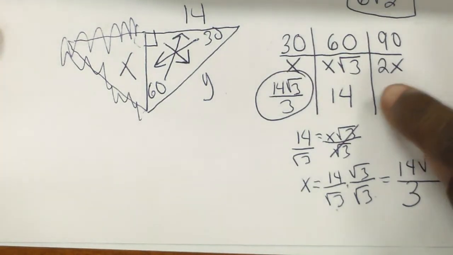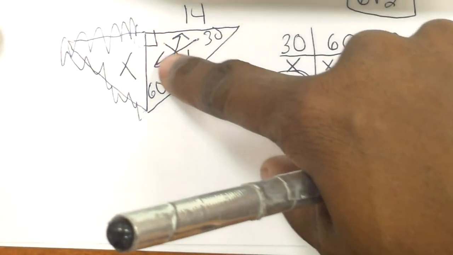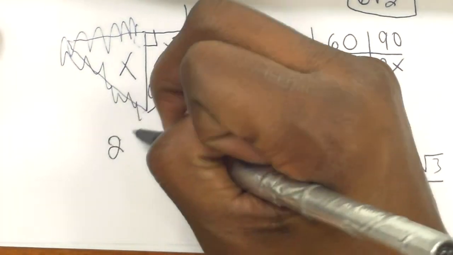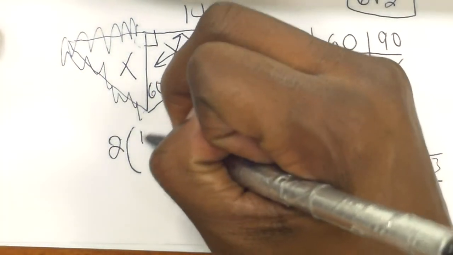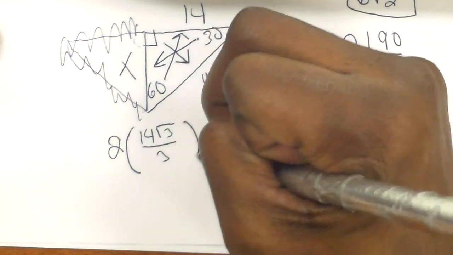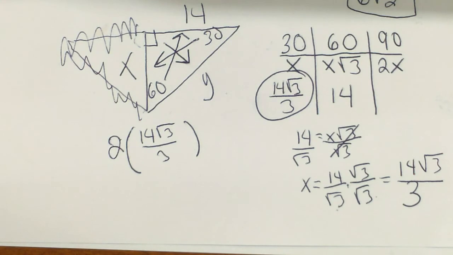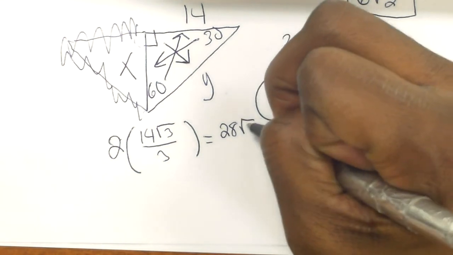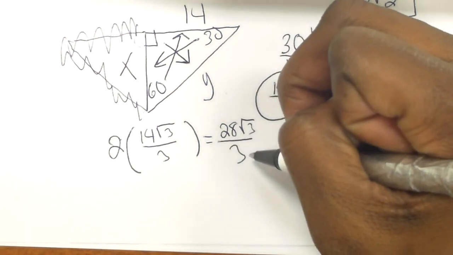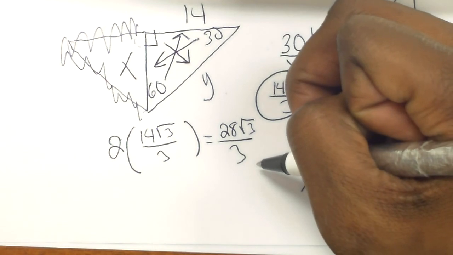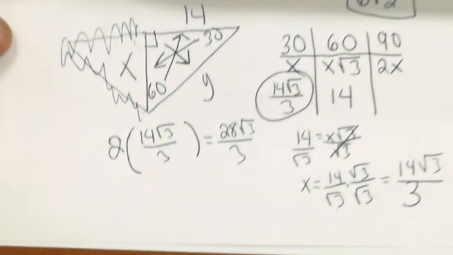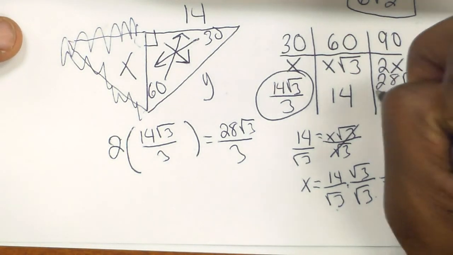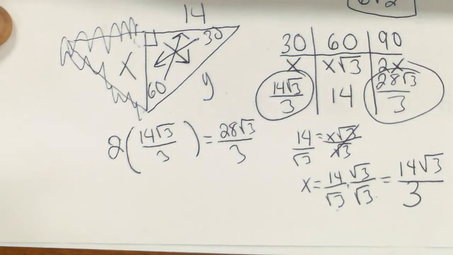Now that we know that, we can also figure out the y. See, y is across from the 90-degree angle. So we know x, so basically we're going to take 2 times that x, 14 radical 3 over 3. We multiply 2 times the 14, and we get 28 radical 3. And don't forget, it's all still over 3. 28 cannot divide into 3 evenly, so that is our final answer. And so this answer is 28 radical 3 over 3. And so those are our 2 answers.